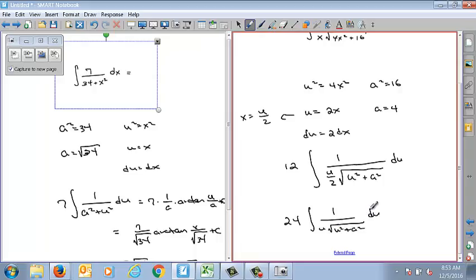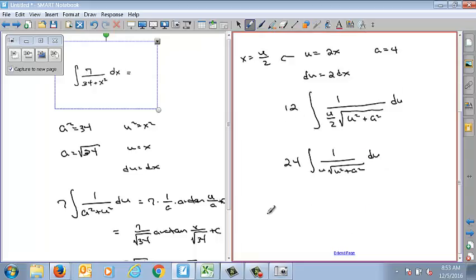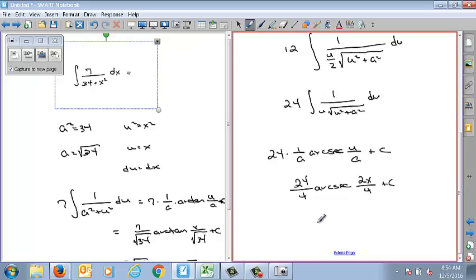So I get that, and I look at what is the integral of that. It's equal to 1 over a times the arc secant of u over a plus c, because that matches up exactly. So I get 24 divided by a, which is 4, times the arc secant of u, which is 2x, divided by a, which is 4. So I'm just plugging back in now to get in terms of x.